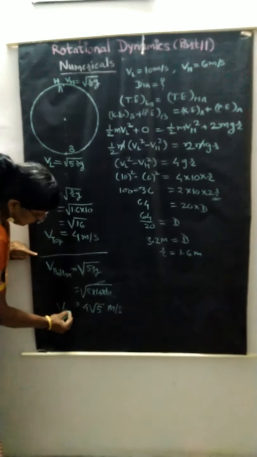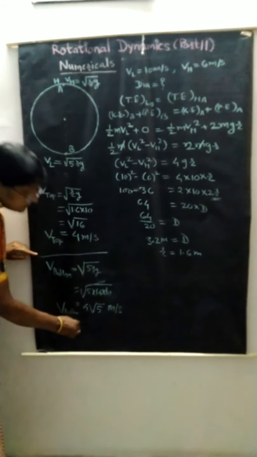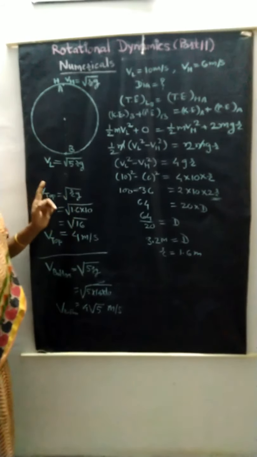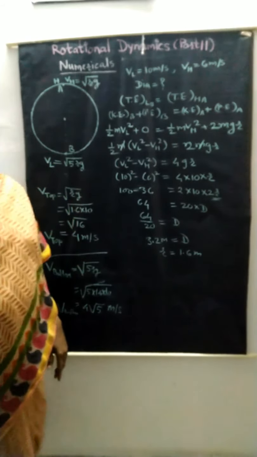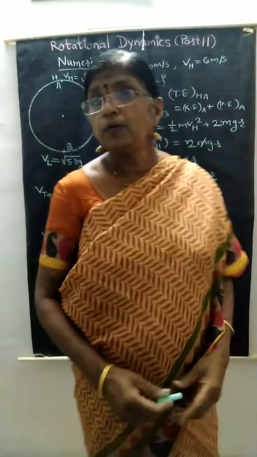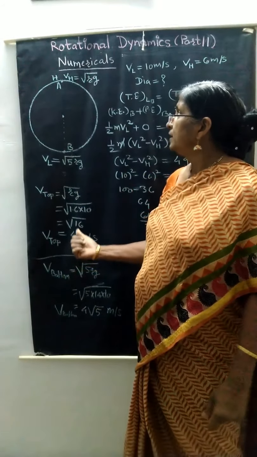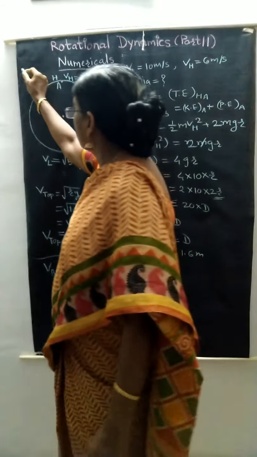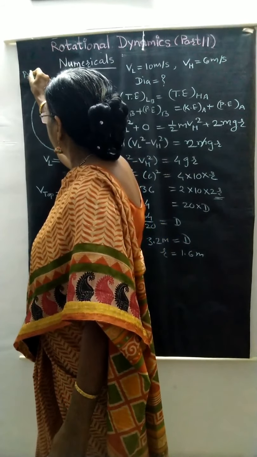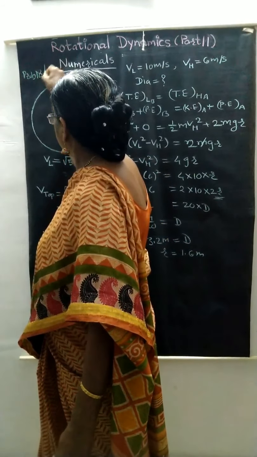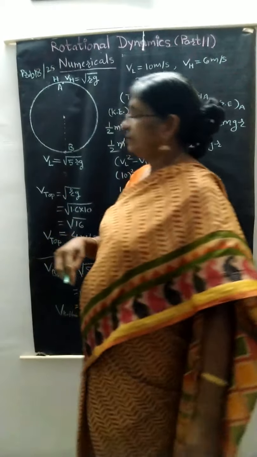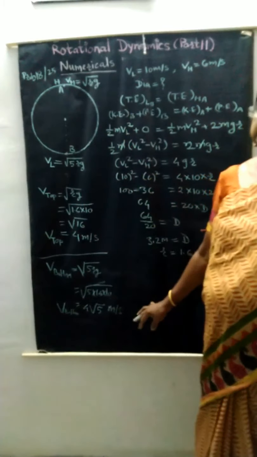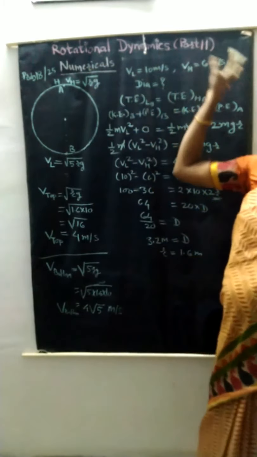This is V bottom. So in this manner we have solved now 3 problems. First problem was on vertical circle, second problem was on conical pendulum, and third one is on the sphere of death. It is problem number 18 and page number 25-26. So here we have taken some numericals from the chapter rotational dynamics.